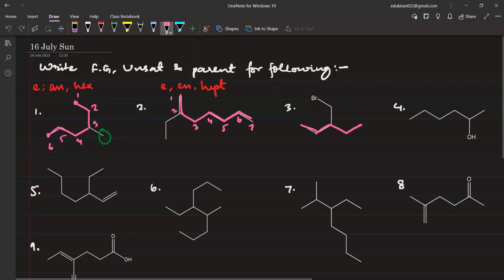I understand that you may feel that maybe Br is a functional group, but you know that Br is not a functional group. Okay, Br is not a functional group. So here you will have e, because there is no functional group, and then an because there is no double bond or triple bond, and then you will have pent. So even though in the context of reactions Br is a functional group, in the context of IUPAC nomenclature Br is not a functional group, as it is not present in the list of functional groups.